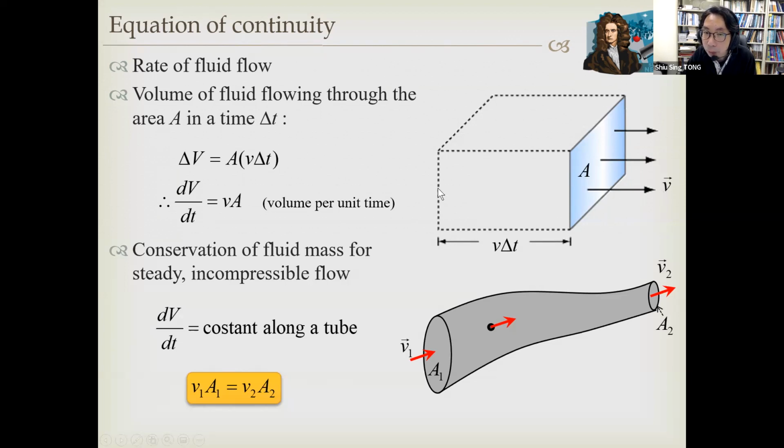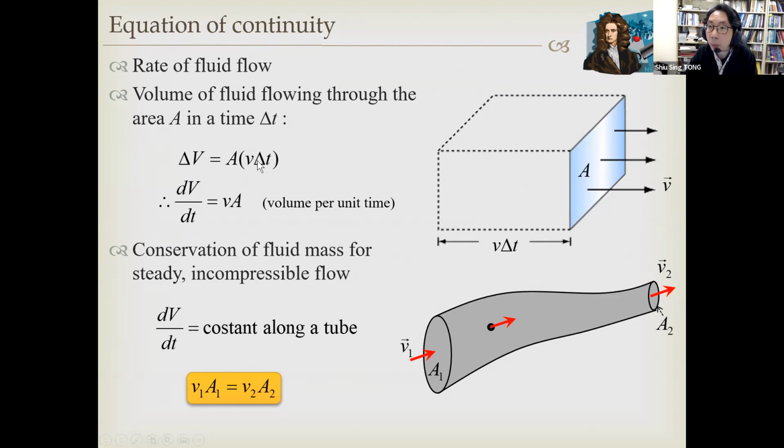You can think of a molecule which is initially here on this side, and after a time of delta t, it will flow to exactly on the surface A, right? And so any molecule that's inside the volume will flow out of the volume through the surface in the time delta t. So that means the volume of liquid that flows through the surface will be equal to the volume here, which is given by the area A multiplied by the width V delta t. So this is the volume flowing out in the time delta t.